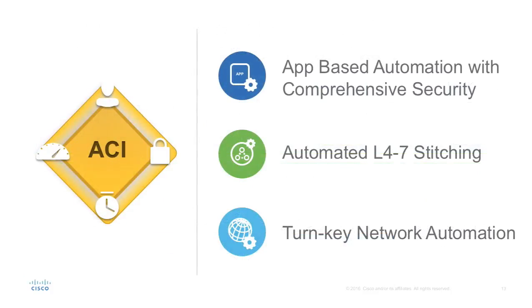So critical components we see as part of ACI. One is this application-based automation with comprehensive security, the idea of being able to define policies, send them to the APIC controller, and have them deployed across the entire environment. We also include automated layer 4 through 7 stitching. So we can actually automate the insertion of the load balancer and even the deployment of policies on those load balancers and firewalls across the environment as well. So we're automating that last mile on the layer 4 through 7 side.